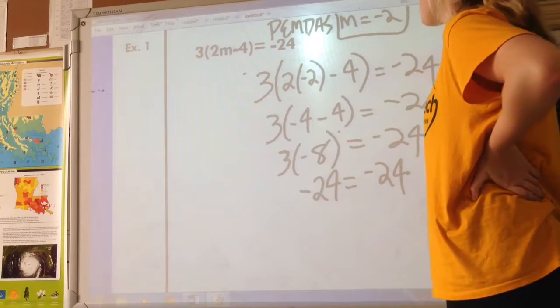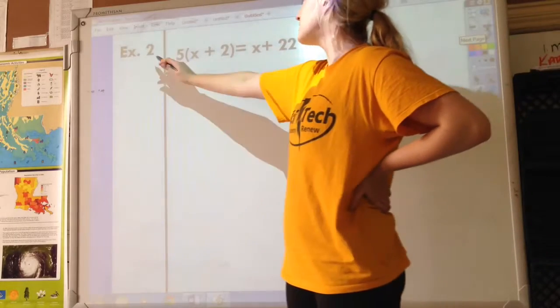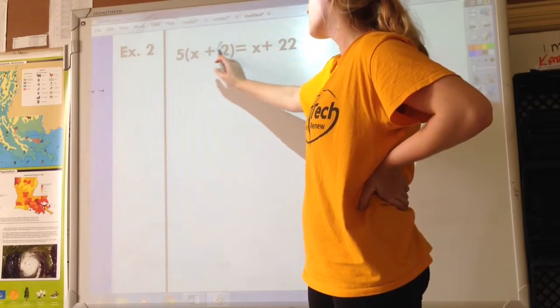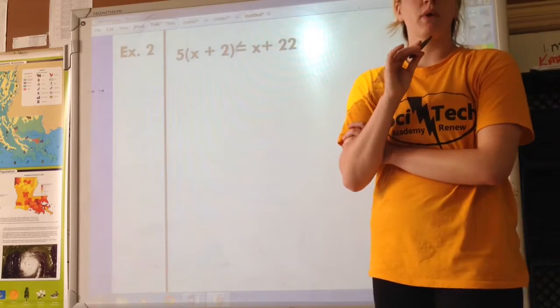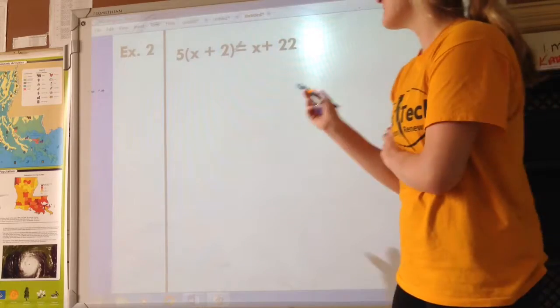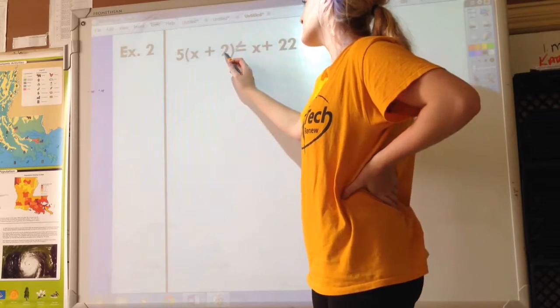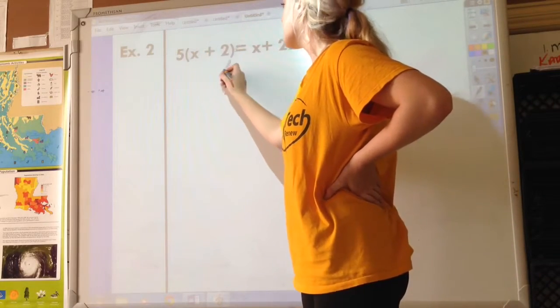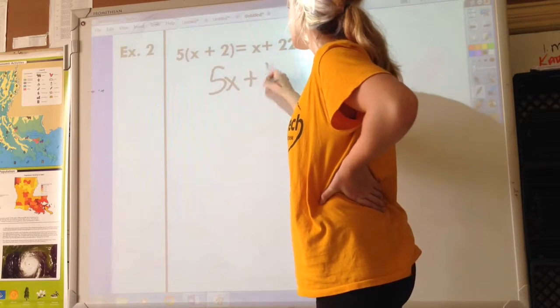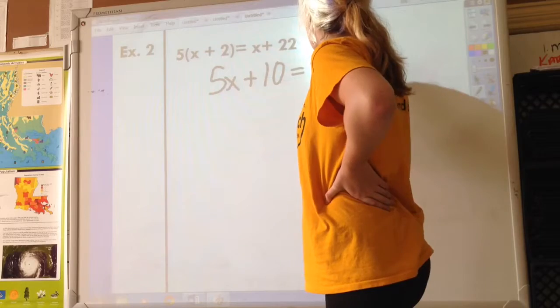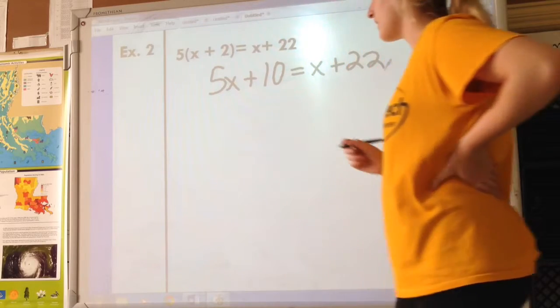Let's do another one. Go ahead and write example 2, and then 5 parentheses x plus 2 equals x plus 22. Again, I see that I'm going to have to distribute. So my first step is to multiply 5 by everything inside the parentheses. 5 times x is 5x. And then 5 times 2 is 10. That's going to leave me with x plus 22 on the other side.